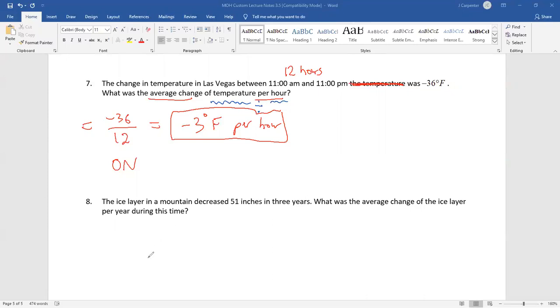Number 9, we're going to skip number 8. We're going to go to number 9 because this one, I'll show you the work. 51 inches in 3 years, average change. You're just doing, and it's decreased. So that's negative 51 divided by 3, which should be negative 17 inches per year. Just showing that very, very quickly. A slash also means per, by the way.